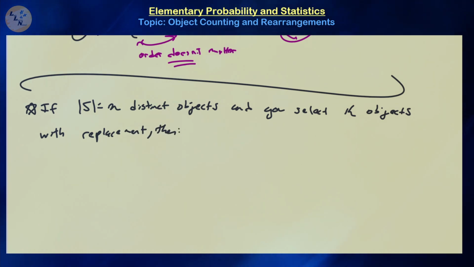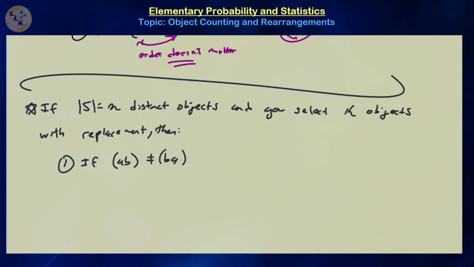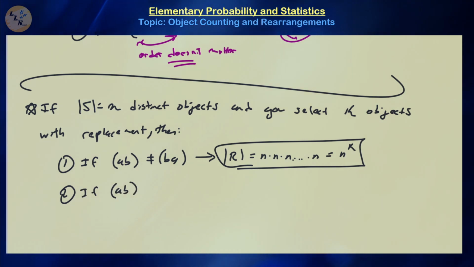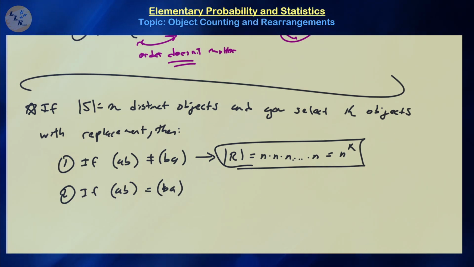So first scenario, if AB is not equal to BA, we've actually already shown that the number of elements in the rearrangements is equal to n times n times n, all the way down to the kth object, which is just going to be equal to n^k. So of course we can easily prove that, that's not a big deal. But if A, B and B, A are defined to be equivalent to one another, that's pretty much the with-replacement form of a combination.